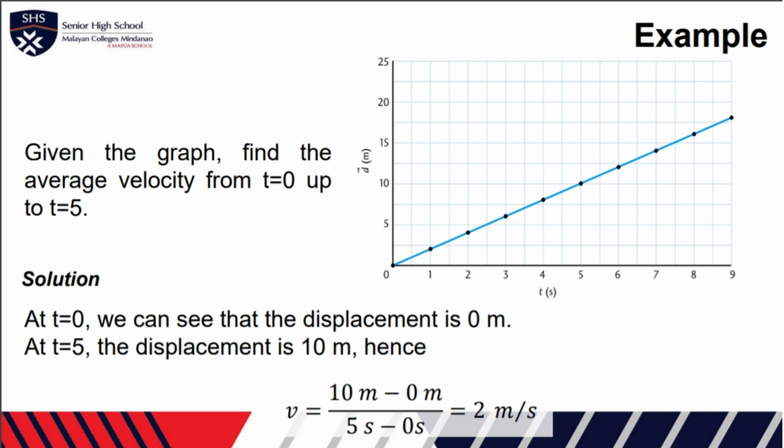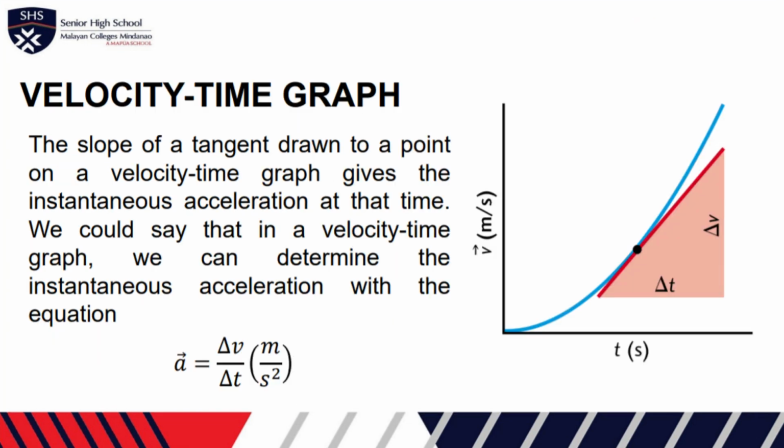Hence, we could solve that through this. Velocity is equal to the final displacement minus the initial displacement over the change in time, which is 5 seconds minus 0 seconds. If you operate this, it will give you 2 meter per second. So that's simple. Now let us move on to the velocity time graph.